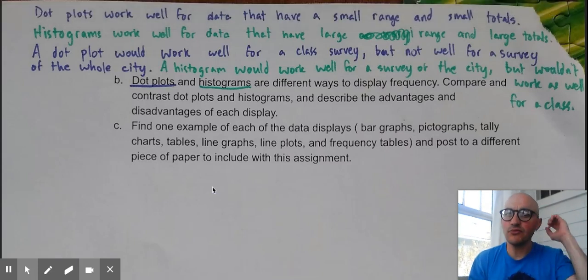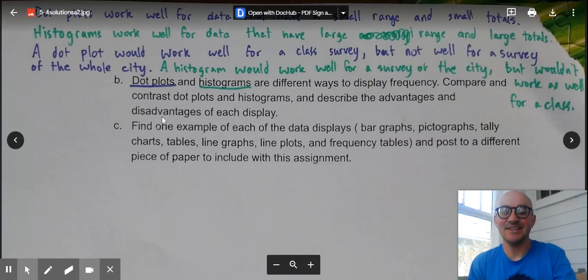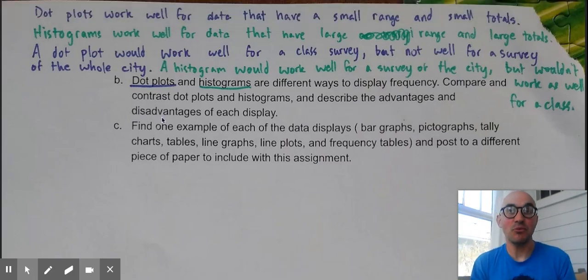Dot plots work well for data that have a small range. In other words, the range is the value between the lowest data and the highest data. And so we were looking at dot plots work well for really small ranges. Histograms work much better for larger ranges. And so really, think about it like this.